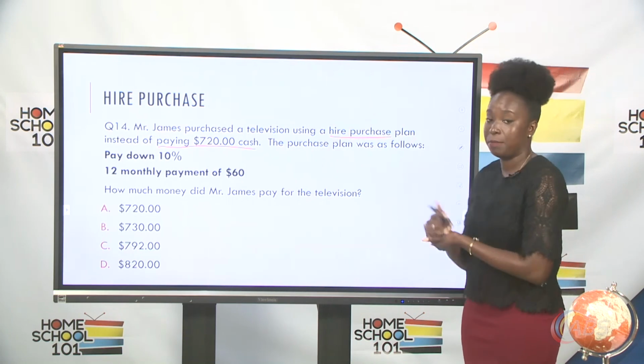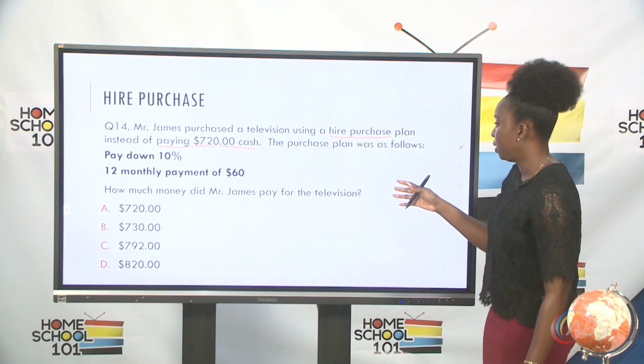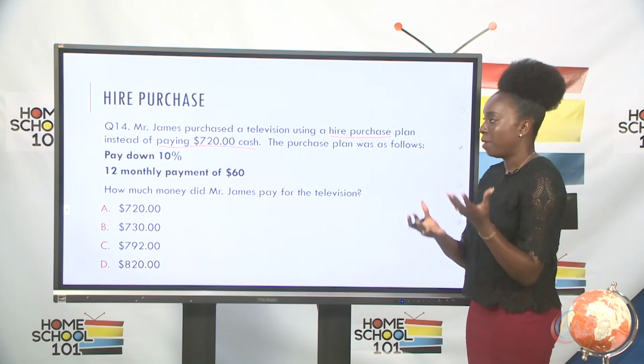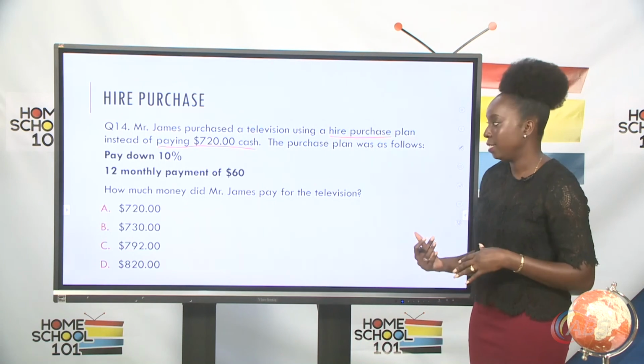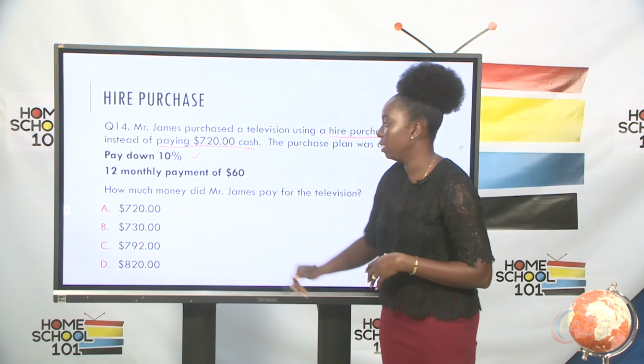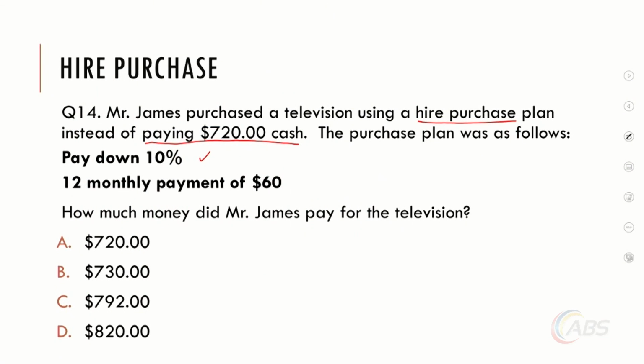So we're going to talk about what is hire purchase. He purchased this item from some store, and before paying the entire amount, he was able to take the item given a payment plan. So he would have had to give in a down payment of 10%, and so he'll be paying for this television over a 12-month period. And they told you the amount that he'll be paying every month. So for 12 months, he'll be paying $60. The question here wants us to find out how much did he pay for the television using hire purchase, okay?